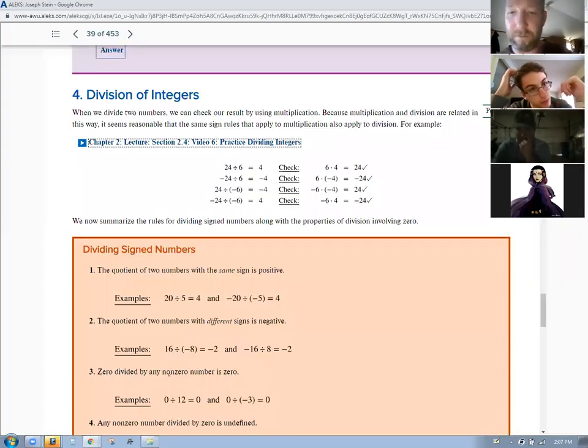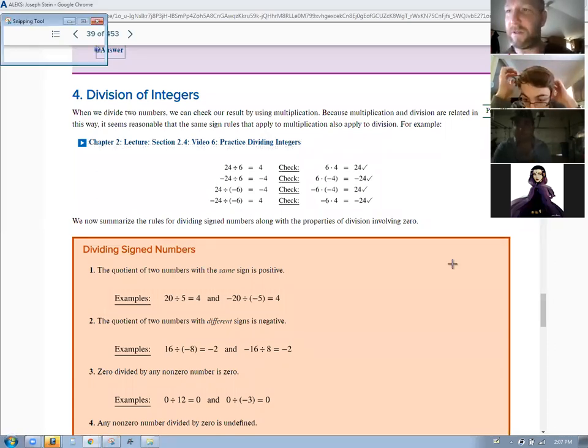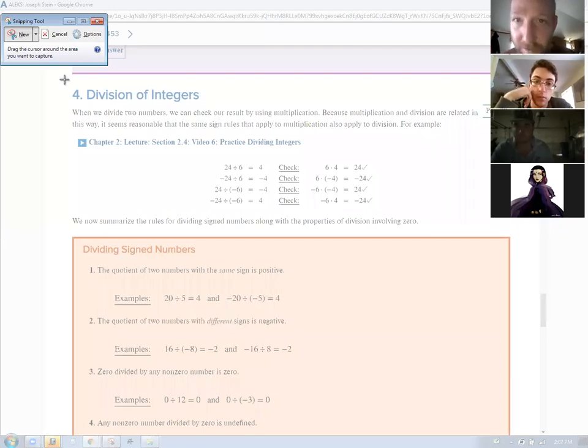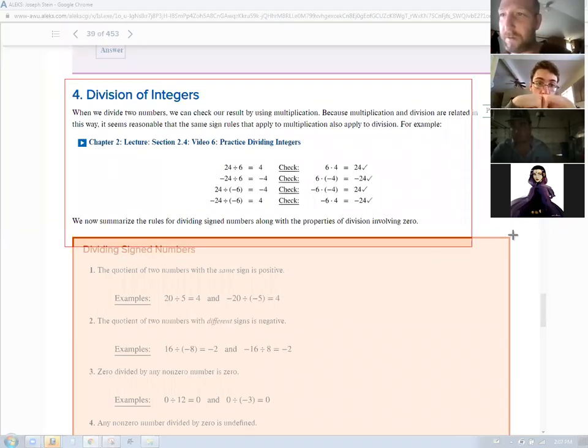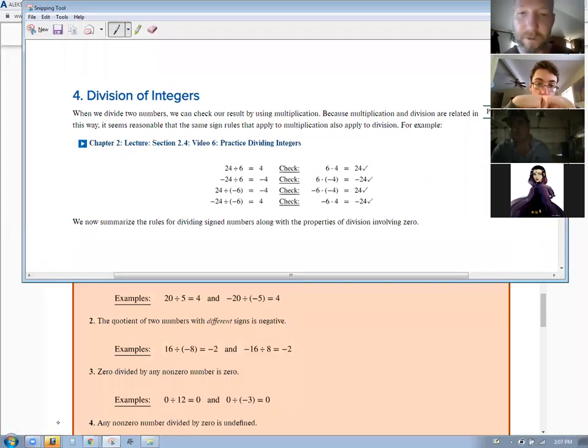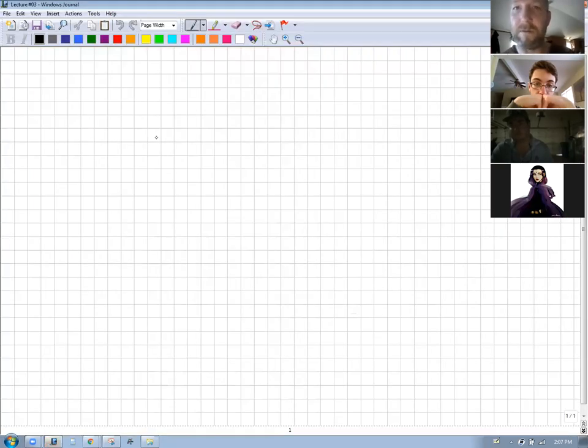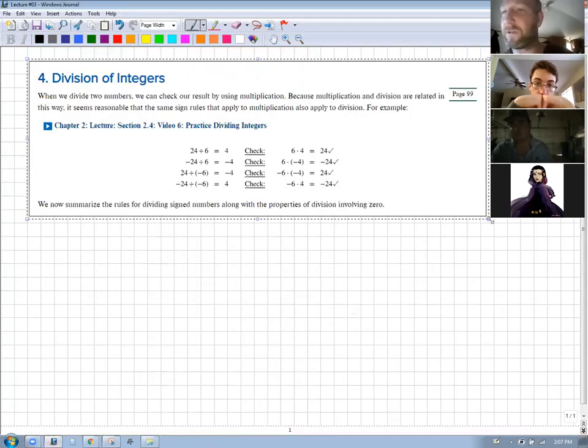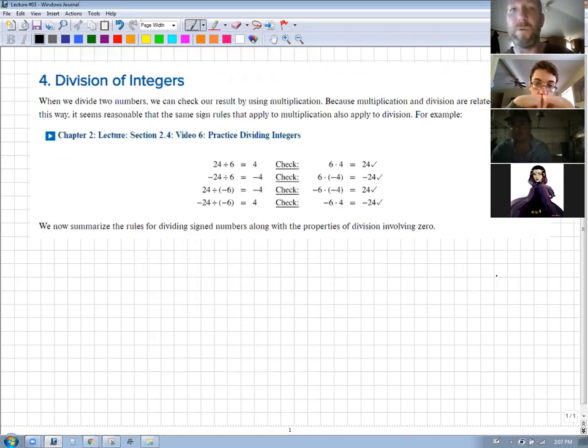All right, so we'll go into this in more detail. Division is the area that usually gets people the most here. So let's see. Here's that one. So, division of integers. When we divide two numbers, we can check our result by using multiplication, because multiplication and division are related in this way. It seems reasonable that the same sign rules that apply to multiplication also apply to division.